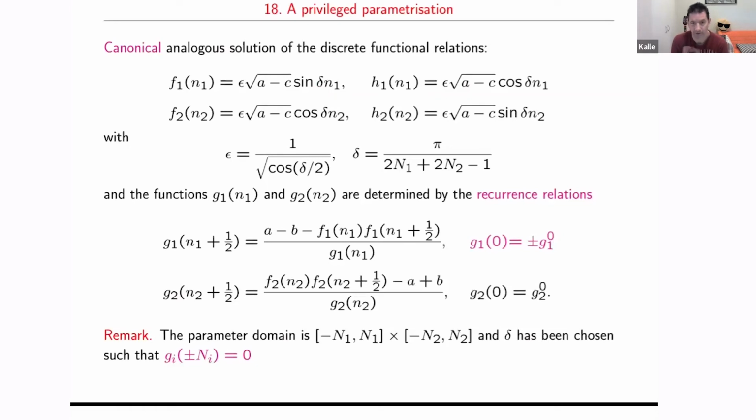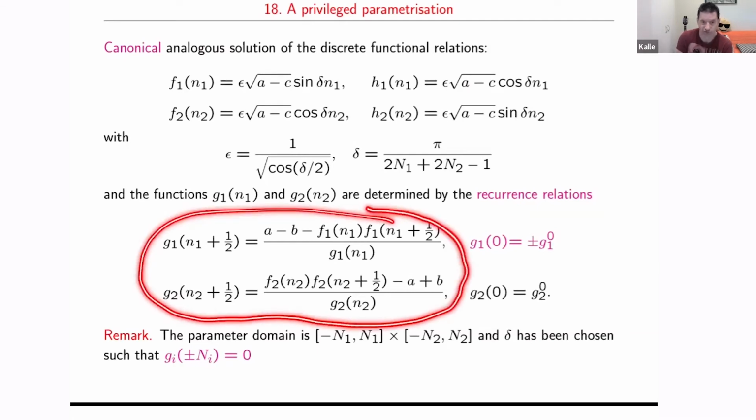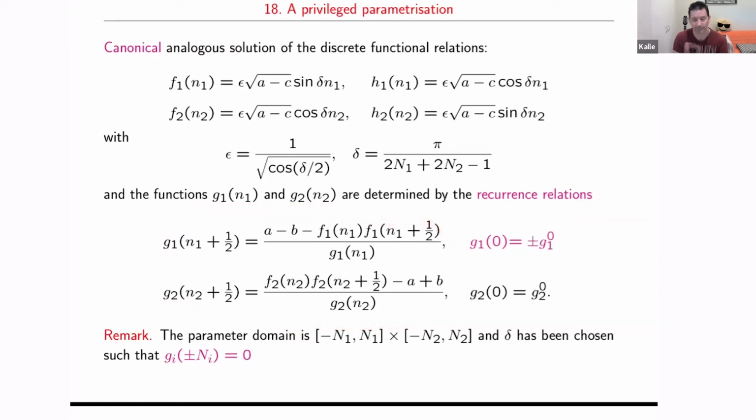However, we want to mimic what is happening in the continuous case. Remember, in the continuous case, we had the G1 and G2, only the squares were given, and then you had to calculate the square root. Now, in the discrete case, you have a recurrence relation. We have recurrence relations for G1 and G2. And what we want to happen is that the G1 vanishes at some stage, and the G2 should also vanish at some stage, as in the continuous case.